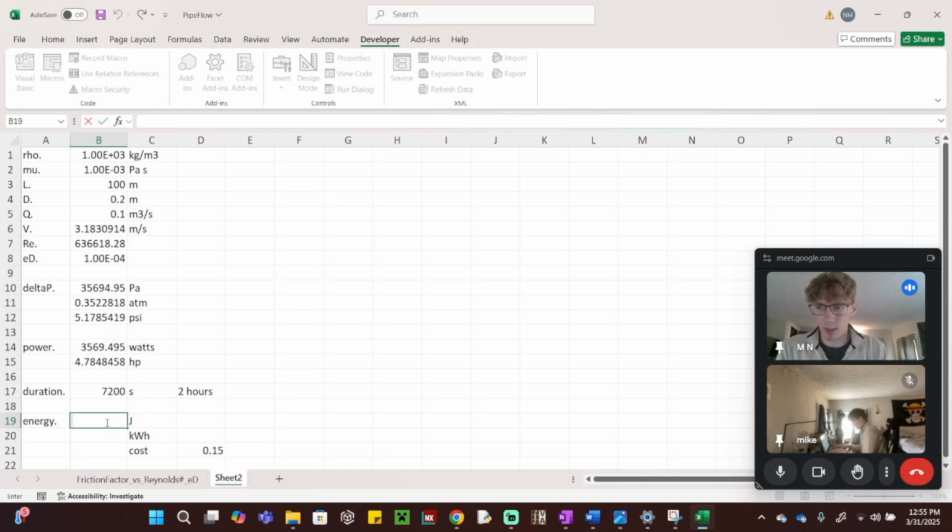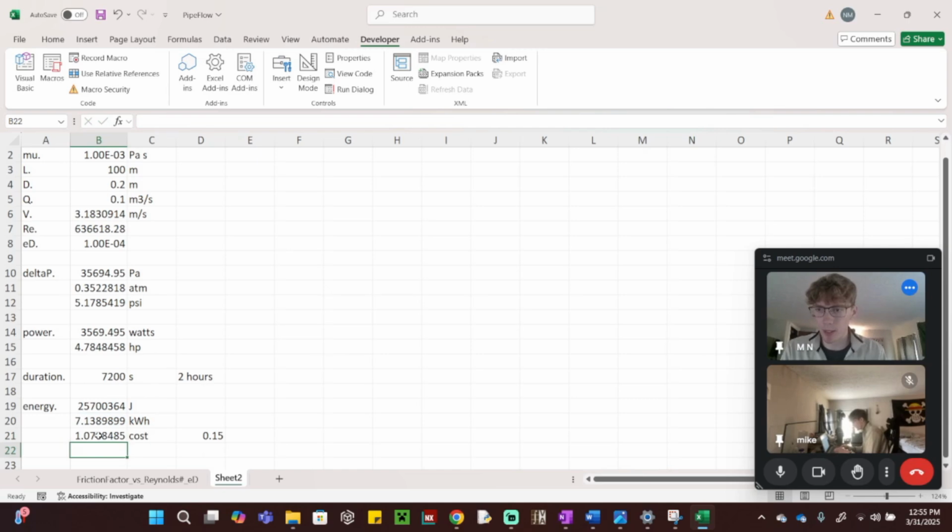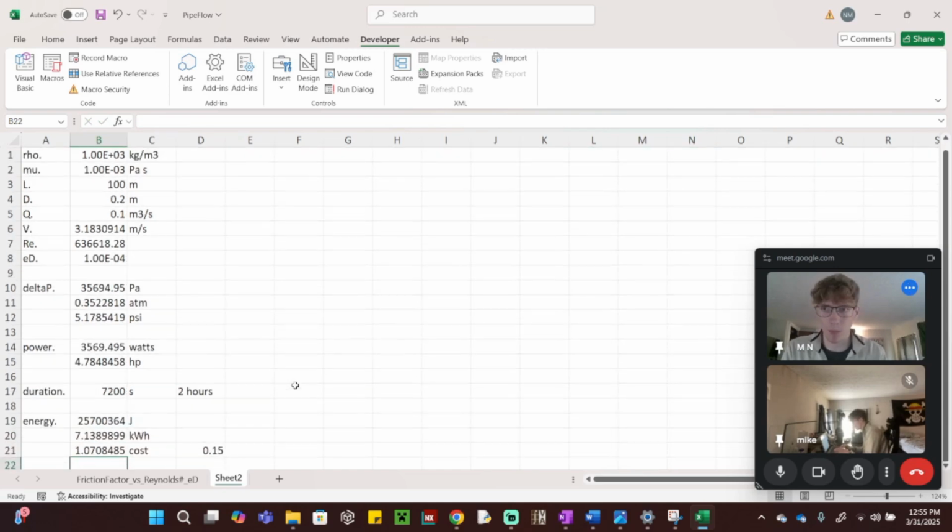And finally, we're going to calculate our joules in order to calculate the cost, because the cost is related to the kilowatt hours. So in this case, our joules is going to be equal to power times duration. And now we need to calculate that into kilowatt hours. So to convert that, we're going to take this and divide it by 3.6 million. And then we're going to multiply that number by 0.15 in order to get our cost. So this will be the cost of our problem.